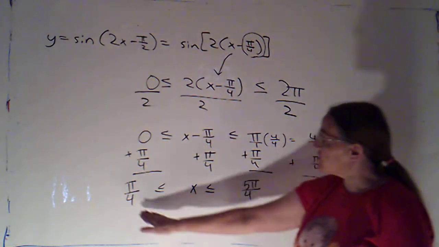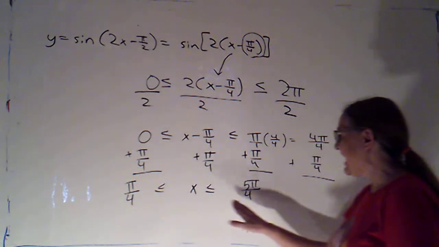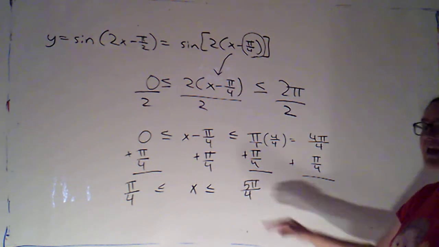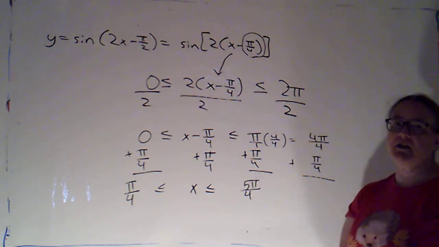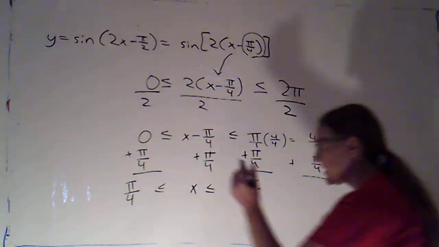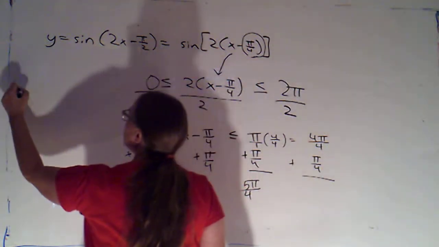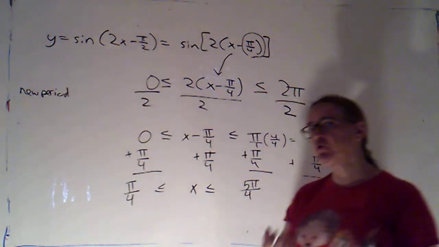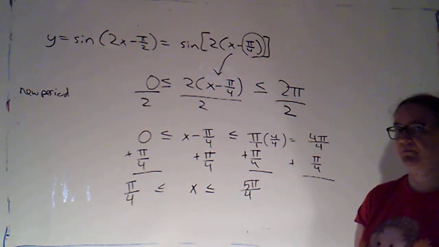So, we've got a new starting point of pi over 4 and a new ending point of 5 pi over 4. Now at this point, I usually like to do a quick double check. I'm going to just calculate my new period. And I have two ways of doing that.